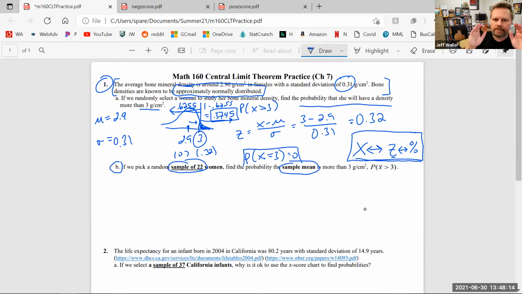So doesn't it make sense? I want this to make all the sense in the world. The standard deviation they gave us, why did it work in this problem? Because that is a standard deviation for individuals. And how many people were we looking at in part A?